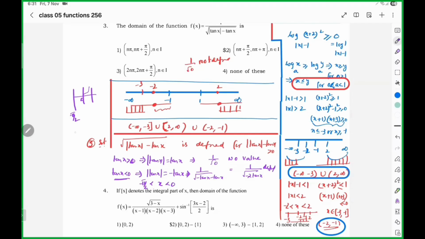The tan graph is a periodic function with period pi. If I add pi, because every pi the process repeats, you can add pi or 2 pi, it doesn't matter. So if you add pi, minus pi by 2 less than x less than 0 becomes pi minus pi by 2 less than x less than pi. Or you add n pi to it, it doesn't matter because it's periodic. So the suitable option is the second. Once you add n pi, you get the second option.